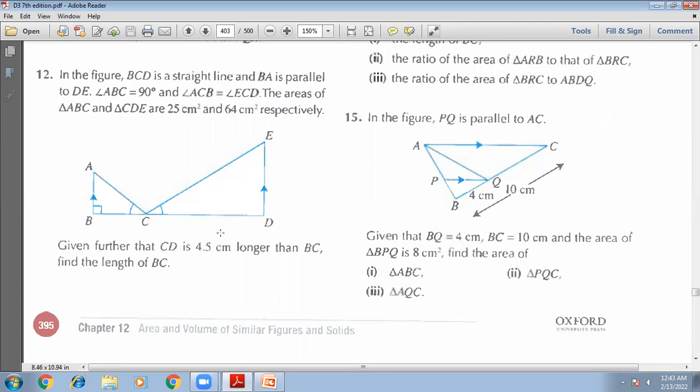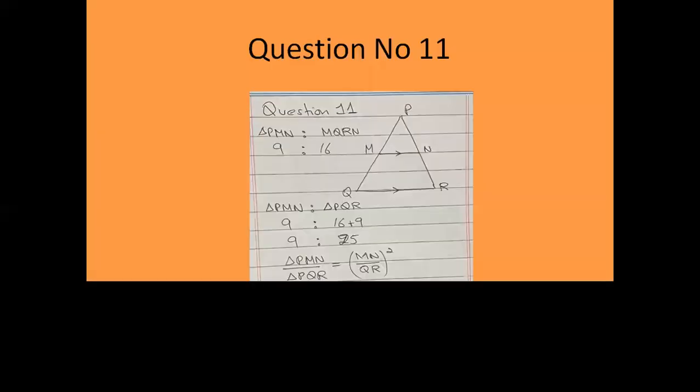Okay. So if these two triangles are similar to each other, then the ratio of their areas, A1 by A2, will be equal to the ratio of their sides. So the area of triangle ABC by the area of triangle CDE equals BC by BC plus 4.5. CD is basically BC plus 4.5. It is said here somewhere. Yeah, the CD is 4.5 centimeter longer than the BC. So very easily you can find this. Let me show you the methodology, how this is done.